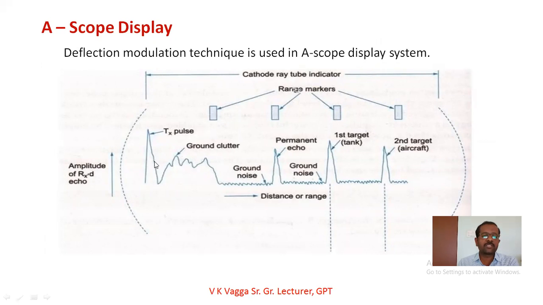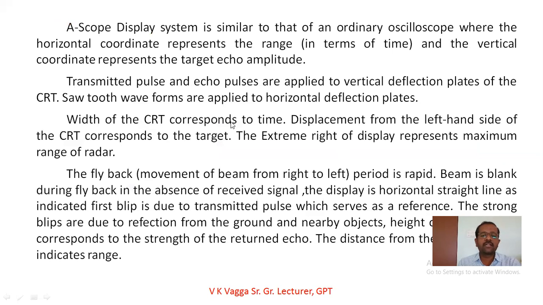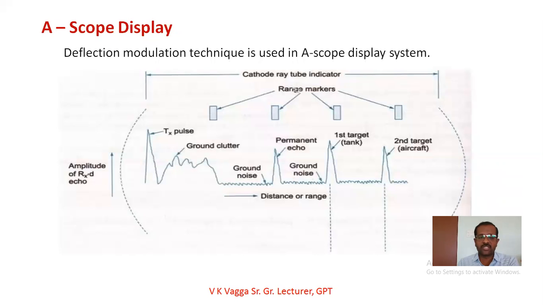It is from the transmitted signal pulse to whatever the actual received echo is. It is going to measure the time in between. Based on the time it can measure the range. Okay, the width of the CRT corresponds to the time. The displacement from the left hand side of the CRT corresponds to the target. The extreme right of the display represents the maximum range of the target, so that you can see it is two arcs here.